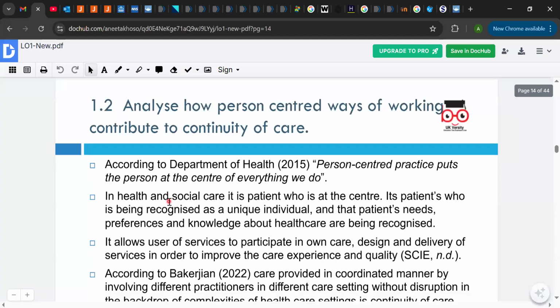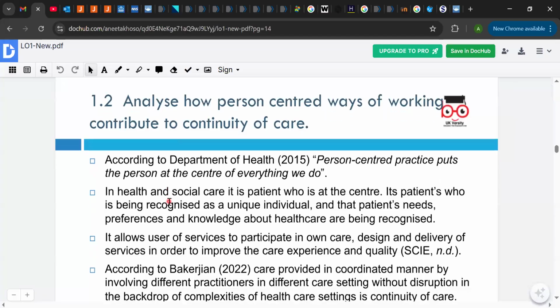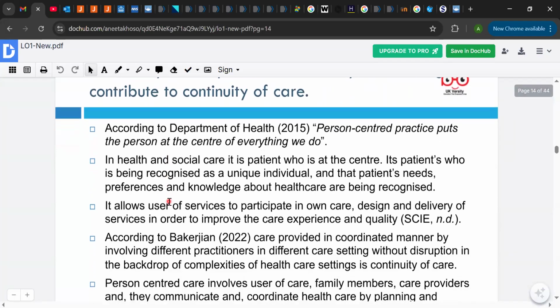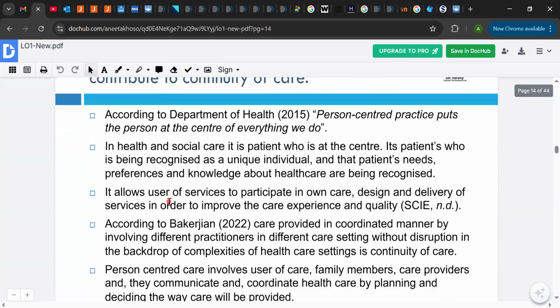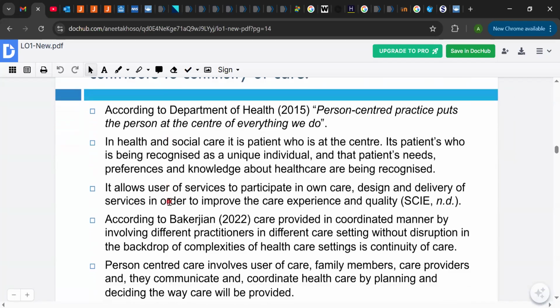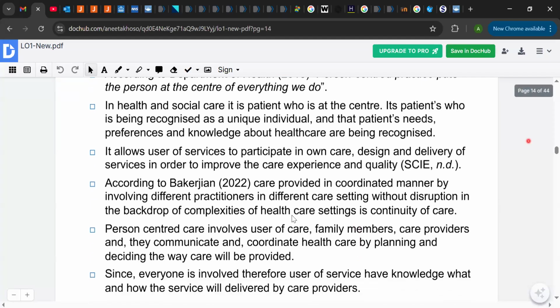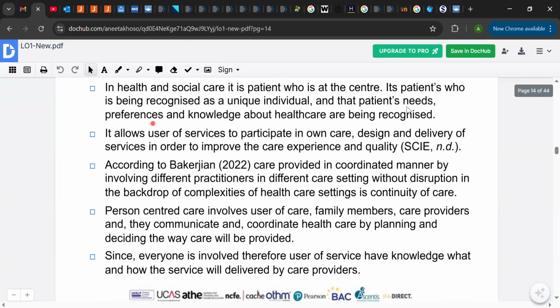Now we're going on to analyze how person-centered care or person-centered ways of working contribute to continuity of care. So according to the Department of Health, 2015, person-centered practice puts the person at the center of everything that we do. Okay, and it's very important. So you're recognizing the person as a unique individual, and you're recognizing what they can do and what they cannot do. Then you have service users who participate in their own care, dignity, and delivery of services, and you're improving the care experience and quality.